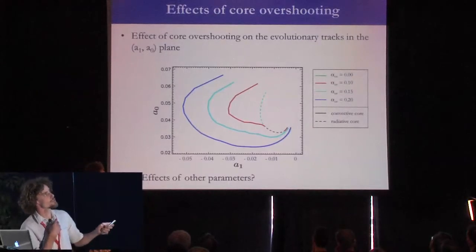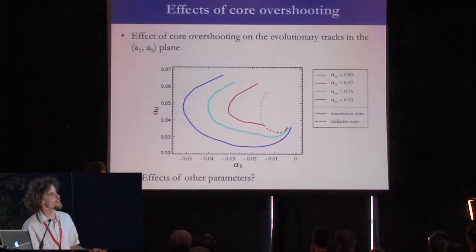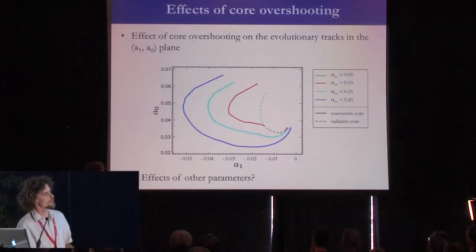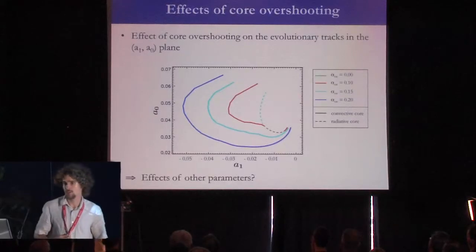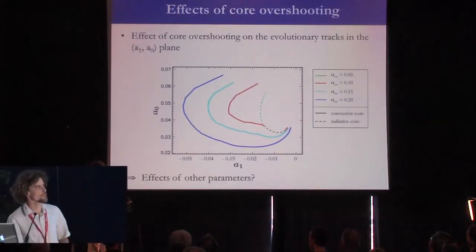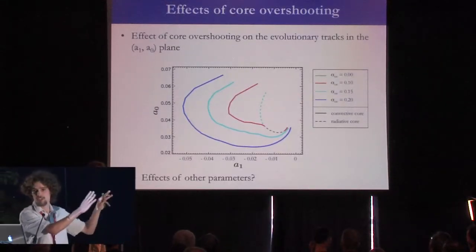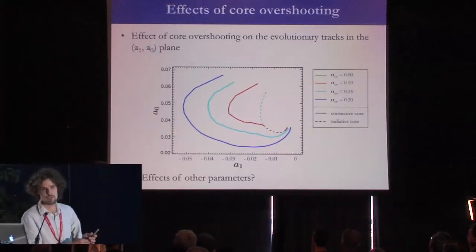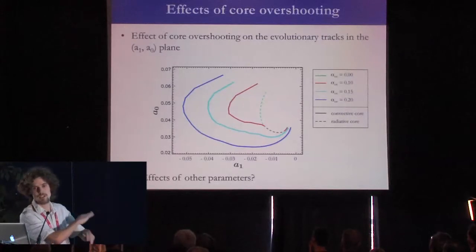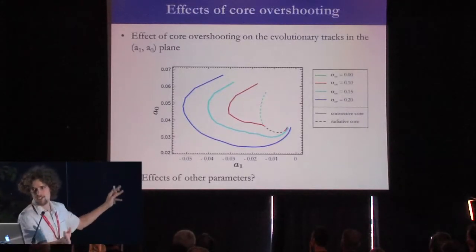What happens if you increase the amount of overshooting, you change the core size, and you see that you have very different tracks in this A1, A0 plane, which is why people said that it could be used to determine the amount of overshooting. But this is just for one set of physical parameters. Now, what happens if we include all the other parameters? If I do it in here, there will be curves all over the place and we can't see anything.